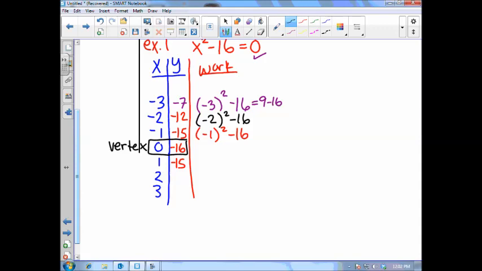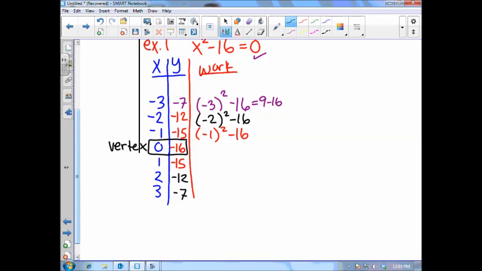Okay, so these two are negative 15, which means the next two have to match. So when we plug in positive 2, it matches negative 2. So they'd be negative 12. Those two match. So the next two match too. So what's our last value? Negative 7. Okay, did we find a solution?